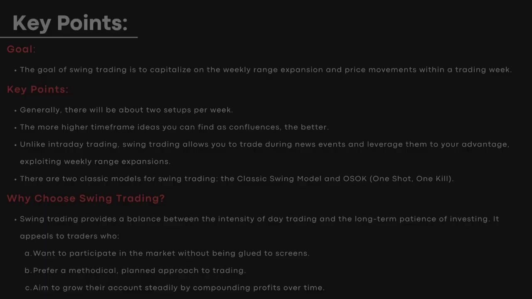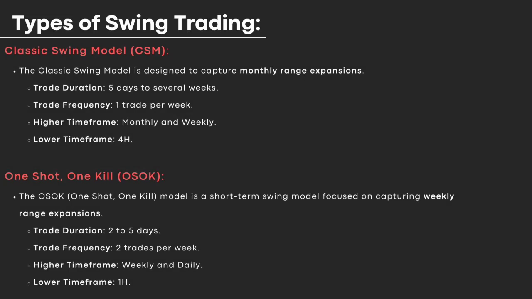Moving on, here in this slide, let's talk about the two main styles of swing trading. We've got the classic swing model or CSM and the one shot, one kill model or the OSOK model. These are basically the two sides of the same coin, right? They both focus on swing trading and they are subsets of swing trading, but they do it in different ways. So, depending upon how you like to trade, you can pick the style or approach that fits your vibe. Let's break it down and see which one's for you.